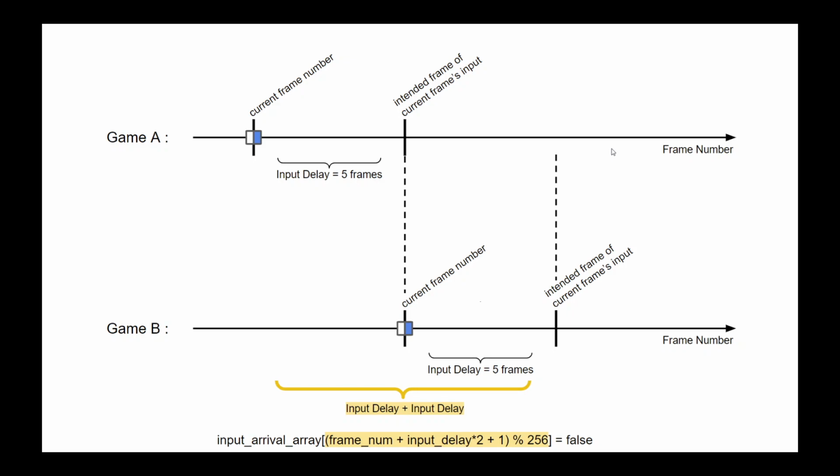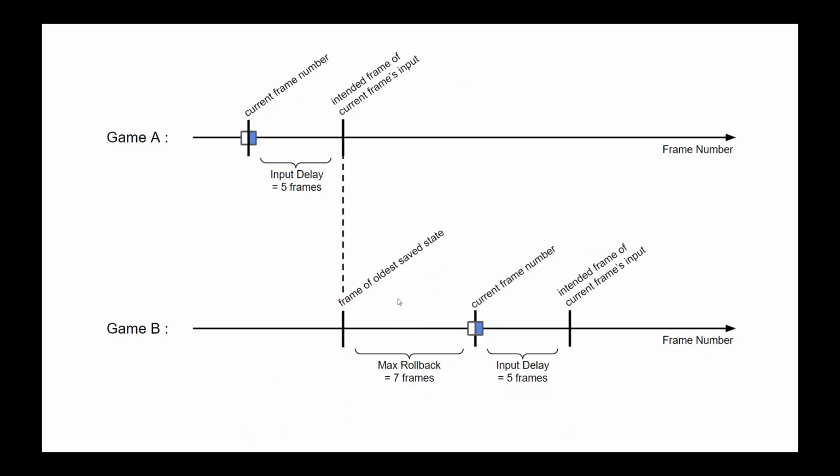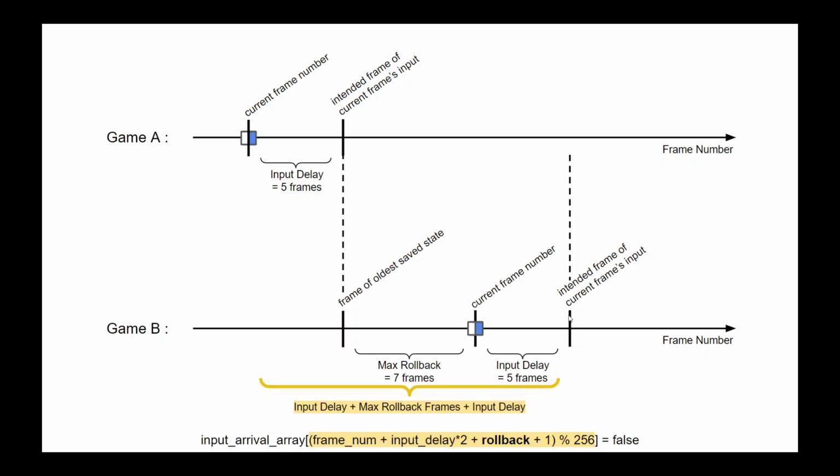In the same scenario with rollback netcode, game B can be much farther ahead if it had proceeded forward on temporary guessed inputs. To receive all valid inputs that game B sends, game A should accept inputs intended for at least up to input delay plus max rollback plus input delay plus 1 many frames away in the future. We have the input arrival array now reset booleans for old frame numbers at that index.